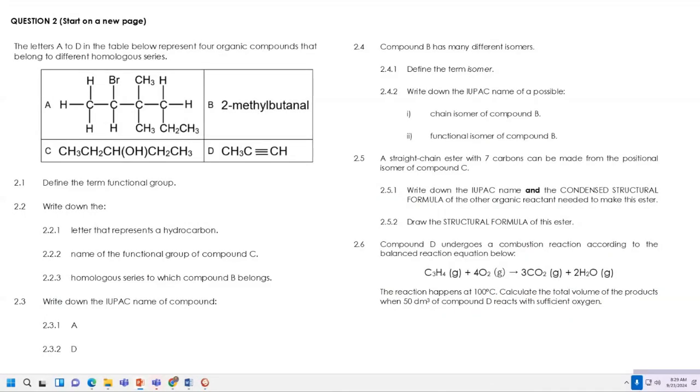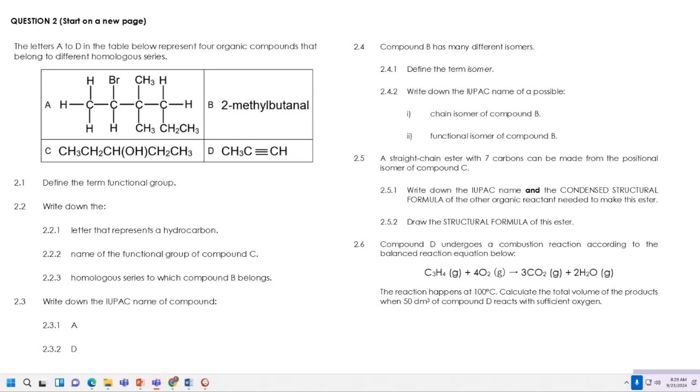Right, we move back to our question now. Here we are. We have 2.4. I just need to move this a little bit. Okay, let me take this to the side here, down here. All right, now, compound B has many different isomers. Oh, this is nice. Remember, grade 12s, isomers are like the twins in chemistry. Right, the twins and so on. Remember, you have positional isomers, chain isomers, functional isomers, and so on.